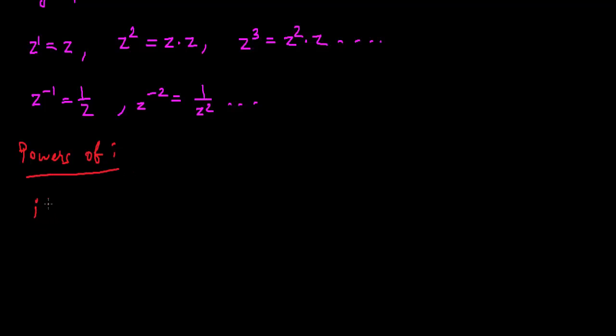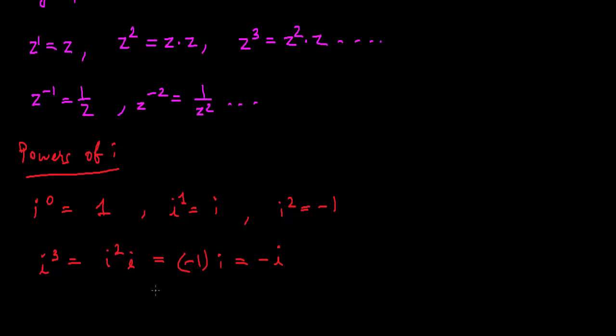So i0 is 1, and i1 is i. i square we have seen is -1. Let us see what is i cube. This will be i square multiplied by i, so -1 multiplied by i, which is minus iota. Now i4 is i square whole square, that is -1 whole square, which equals 1.